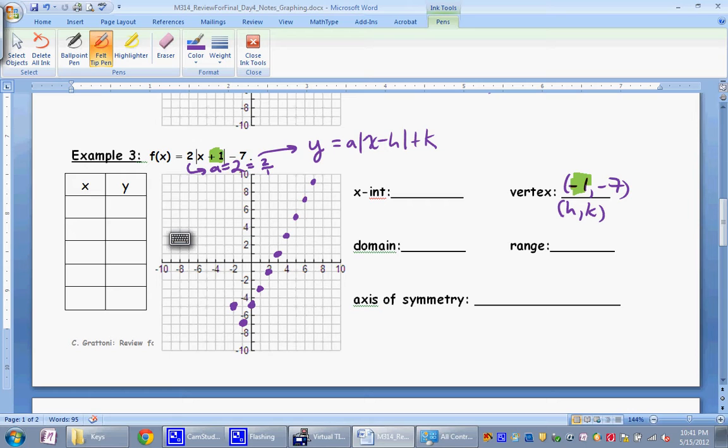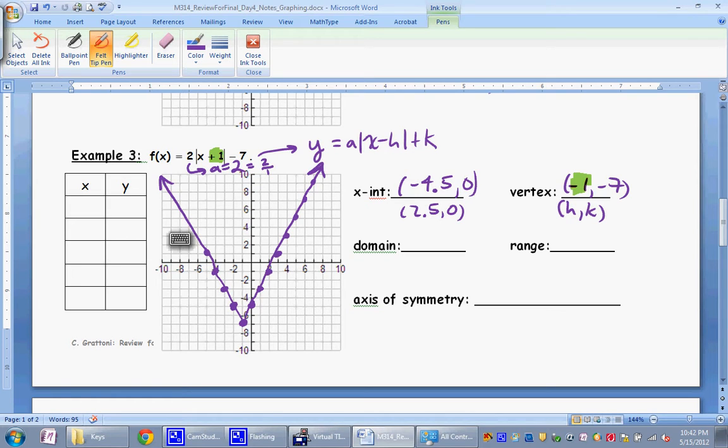You can also go in the other direction. Up 2, left 1, up 2, left 1, and so on and so forth. And once you've got at least 5 points or so, you can connect the dots using your ID as a straight edge. Don't forget to put arrowheads at the end of your graph to indicate to the reader that the graph goes on forever. My x-intercepts look like about -4.5 comma 0 and about 2.5 comma 0.